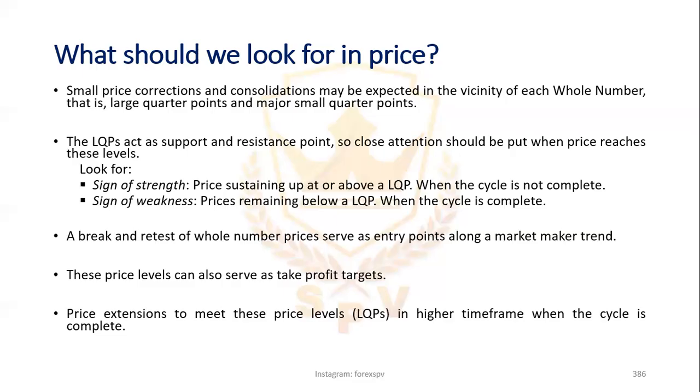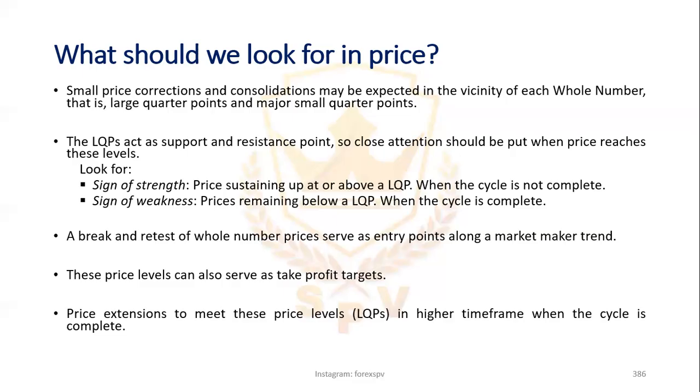A break and a retest of whole number prices serves as entry points along a market maker trend. And you'd see some of my analysis showing that the market will come to retest a large quarter point and then continue up, and we'll be taking entries around this. So we add the break and the retest of these whole number prices as entry points along a market maker trend. Also, this price level can serve as TP levels. I use them a lot as TP levels because I'm very sure that price would reach that level before reversing.